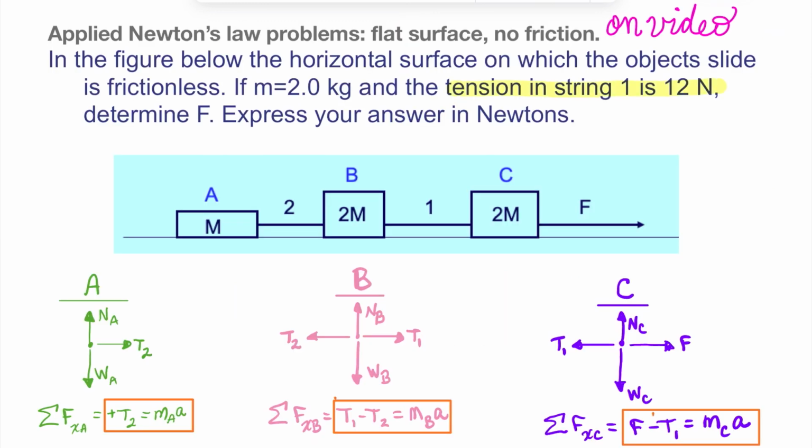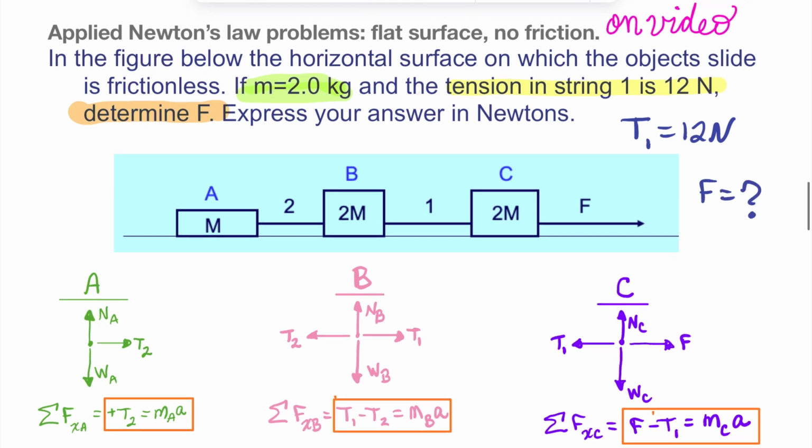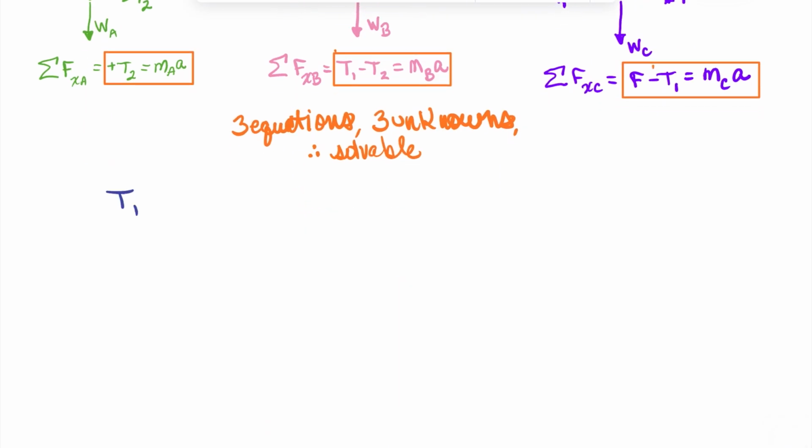Let's just check out what I was given in this problem. I was given the tension in string 1, and I was given what the masses are. So let's get that information organized. And what I am looking for is F. So the force that is on the string, or the tension in the string that's on the right.